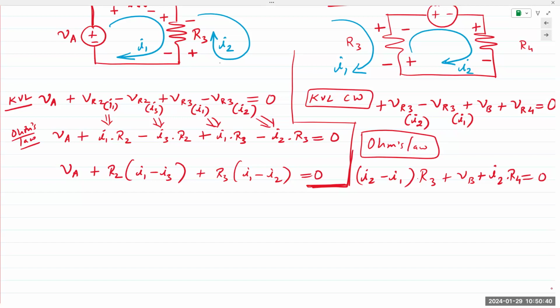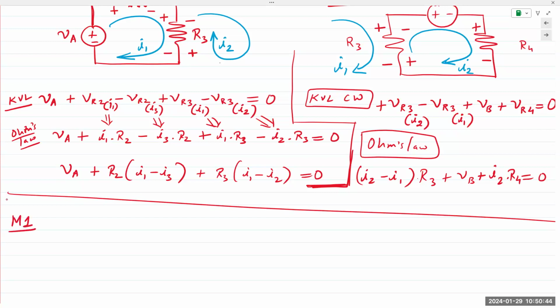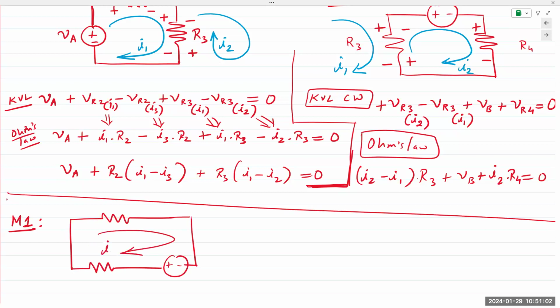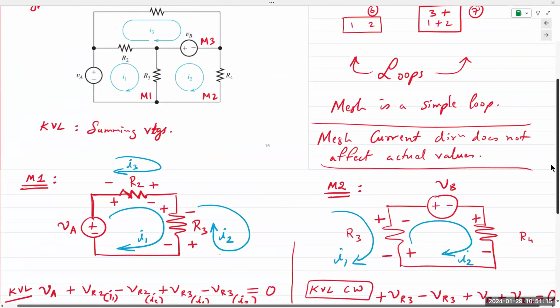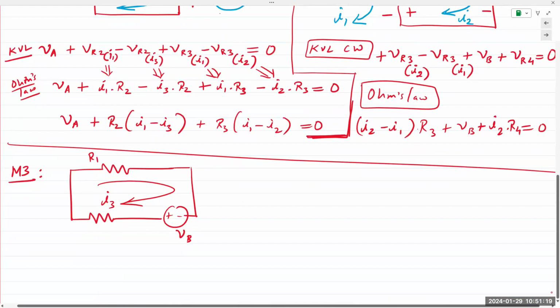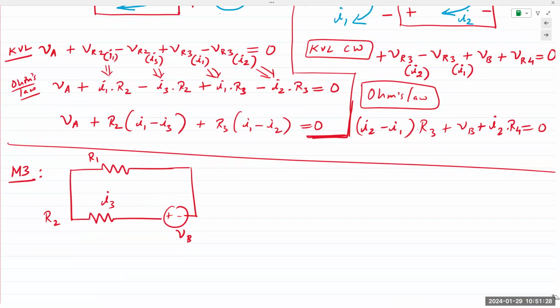Okay, then mesh one. Mesh one actually has another shared resistor. Mesh three, oh yeah, mesh three. VB, R1 and R2 and I3. So this is R1. I'm going to write R2 far away here. And there's also another current. So this is I3. And then I also have I1 flowing in this direction.